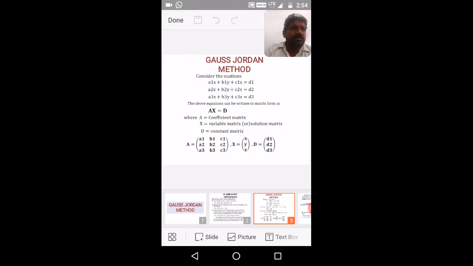The basic initial stage while solving the given system of equations, in the matrix inversion method, or in Cramer's rule, or in the Gauss-Jordan method, is that you have to write the matrix equation form, by taking three matrices: capital A, capital X and capital D. That means you have to write the three matrices: capital A the coefficient matrix, capital X the variable matrix, and capital D the constant matrix.